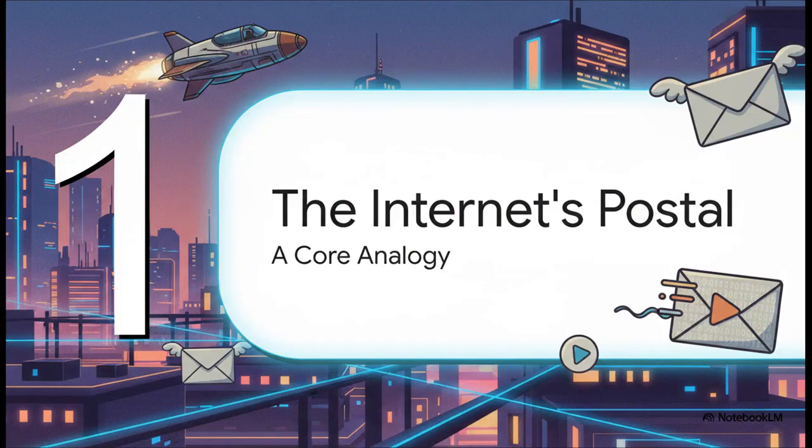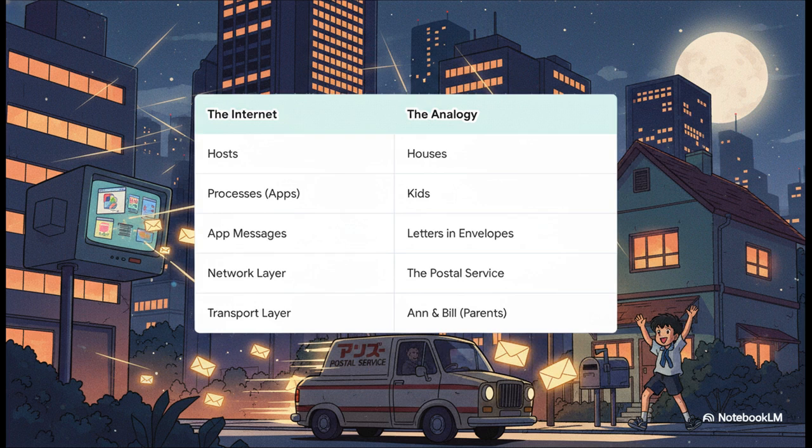Okay, so to really get a grip on this, let's use a great analogy. The best way to picture the internet's data delivery system is to think of it as a massive, and I mean incredibly efficient, postal service. All right, so here's how this breaks down. Your computer or your phone, that's a house. Now, all the different applications running on it, Netflix, your browser, your email, those are the kids living in that house. The data they're sending back and forth, those are letters and envelopes.